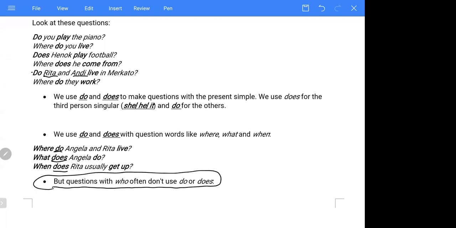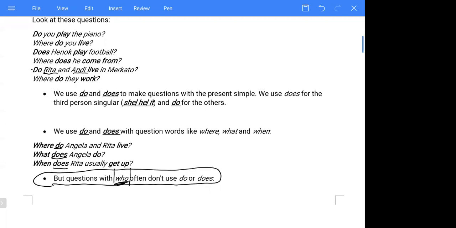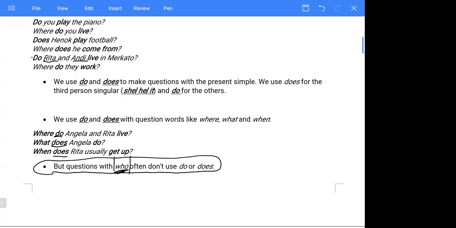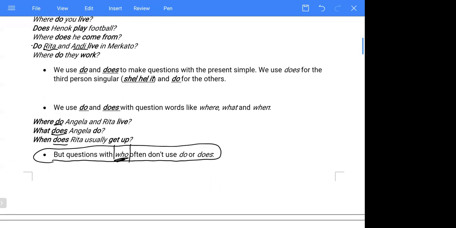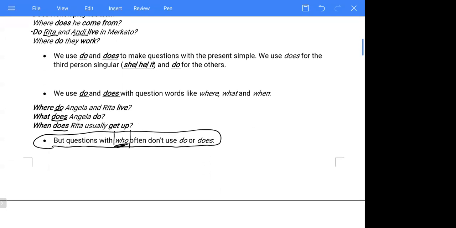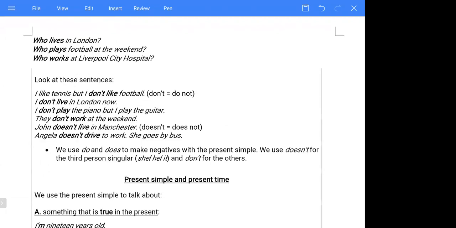But look at this one. Questions that start with who, we don't use do or does. Look at this example. Who lives in London? Not who does lives in London. Who plays football at the weekend? Who works at Liverpool City Hospital? These are examples that show who is not followed by do or does.